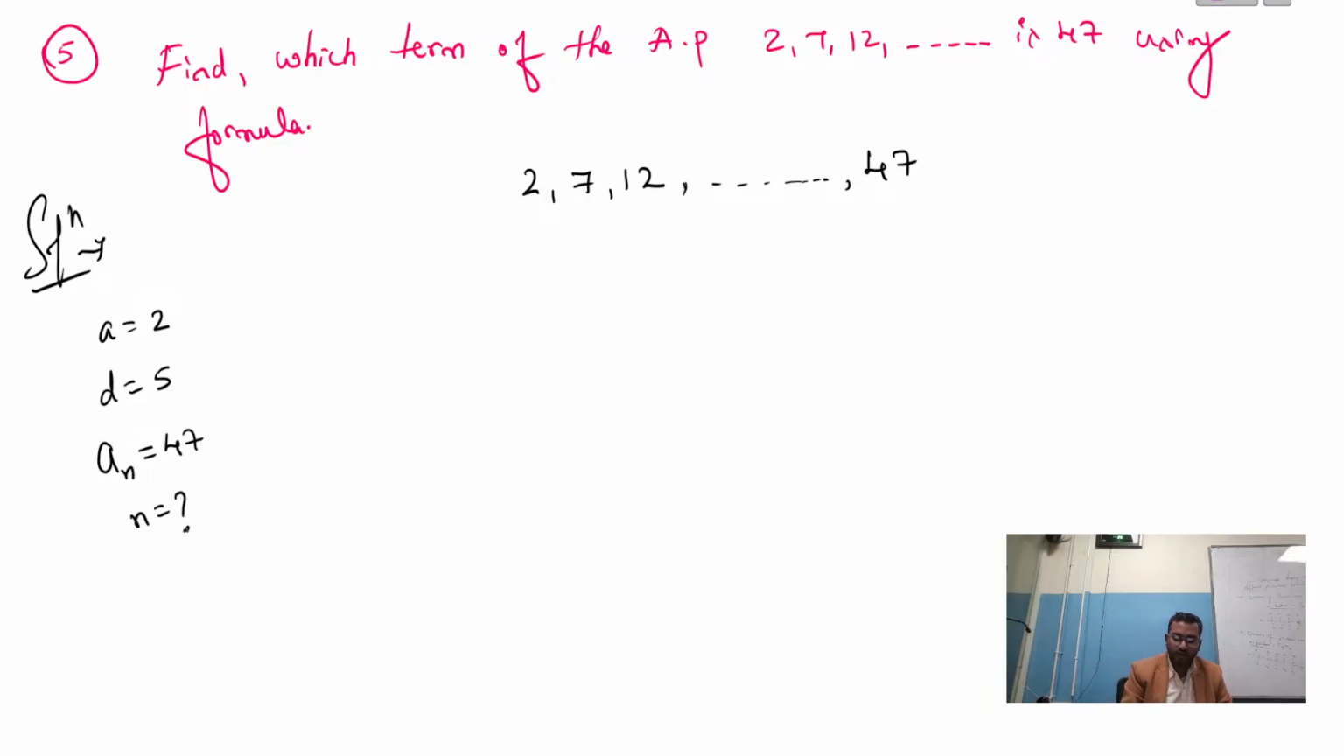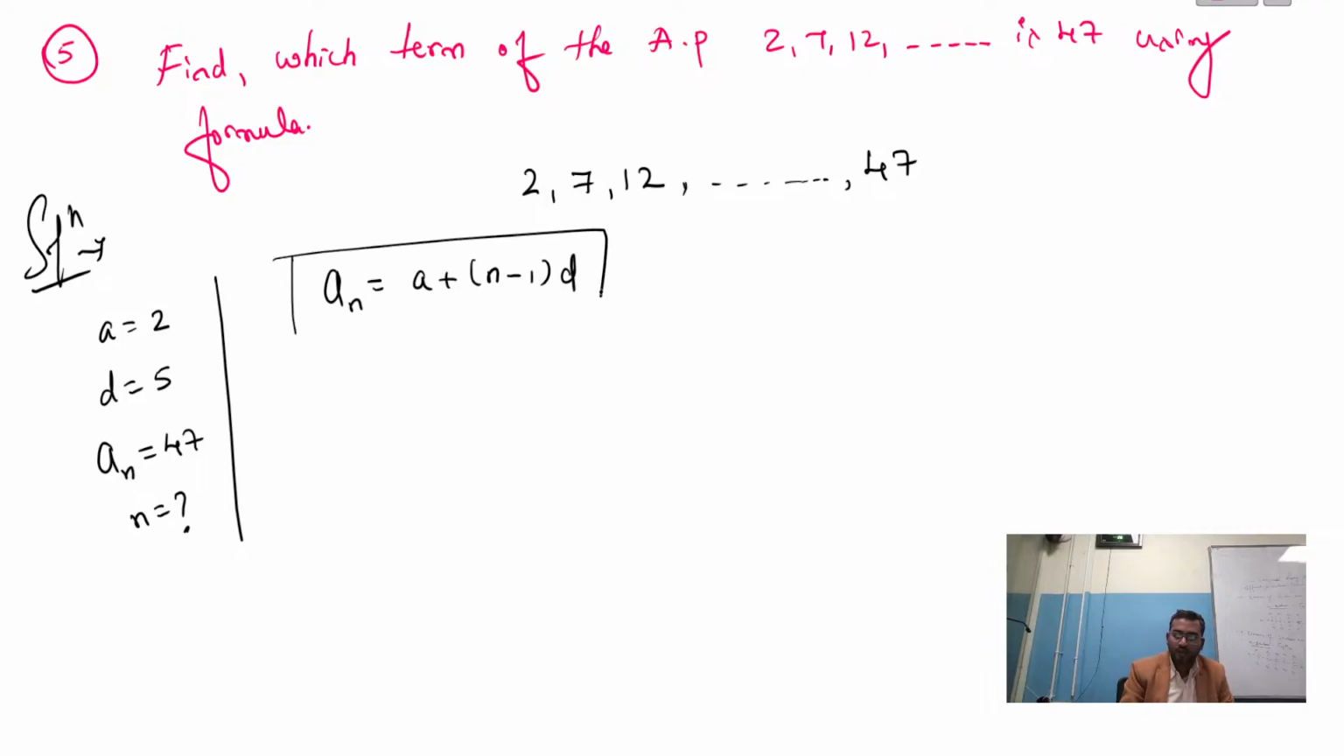Here we need to find the value of n. As I said to you, in the question if they ask how many number of terms or which term, that kind of thing, we need to find n. To find n we have the formula that is an is equals to a plus n minus 1 into d. Always try to highlight the formula. What is the value of an? An is 47. That is equals to a is 2, n value we don't know, keep it as it is, minus 1, d value is 5.